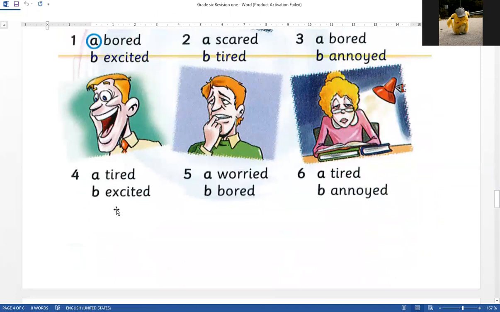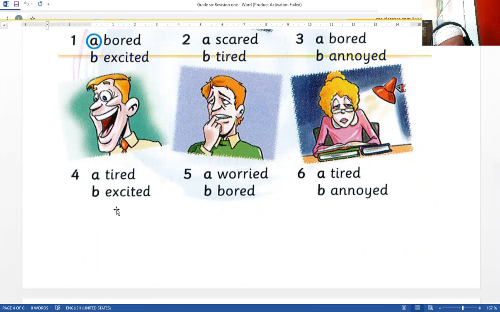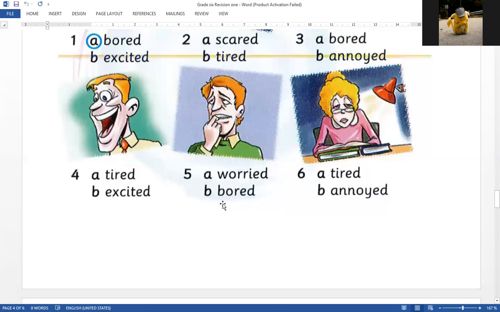Okay, number four, tired or excited? Excited. After a long time of work, you are tired or excited? Tired. Worried or bored? Worried. When you have a test, you are worried. But if you have nothing to do and you're alone at home, you feel bored. And this girl is tired or annoyed? Tired. Why do you think she is tired? Because she works a lot.